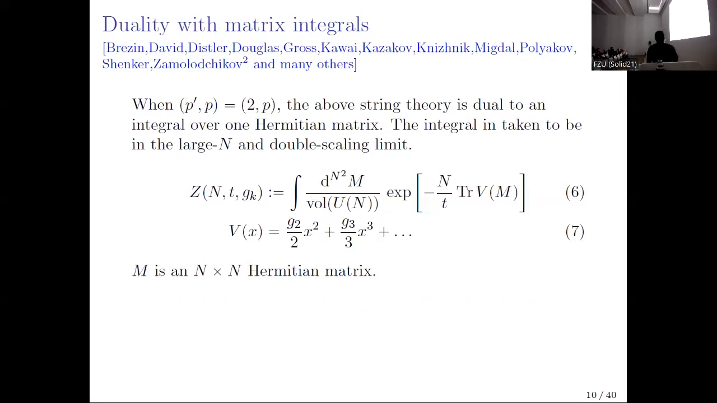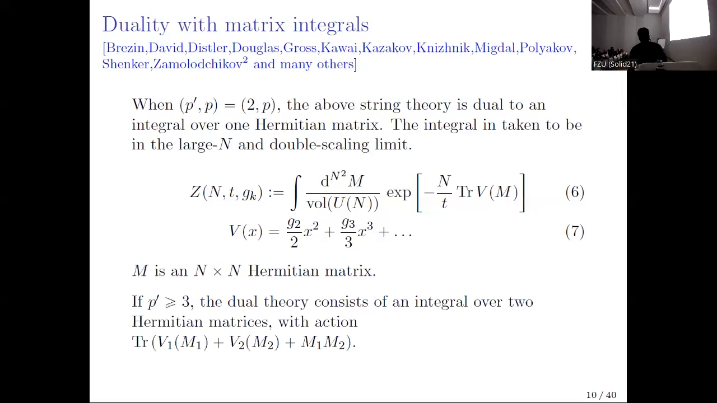Okay, and if P prime, this other number, is bigger than 3 and P is also bigger than 3, the dual theory actually consists of an integral over two matrices, not one matrix. These two matrices have their own potentials, which don't depend on the other matrix. And then there is a simple coupling term, M1 M2. And the point is, there's a lot that is known about these matrix integrals in perturbation theory. A lot is known and a lot has been computed. So we can really test our ideas about duality.